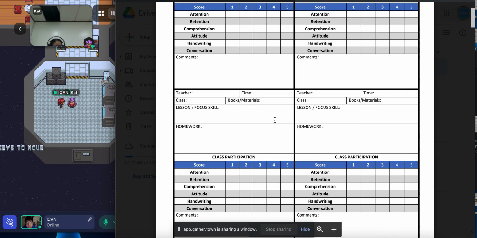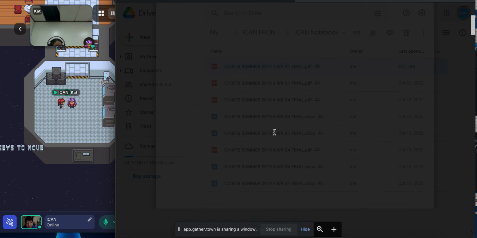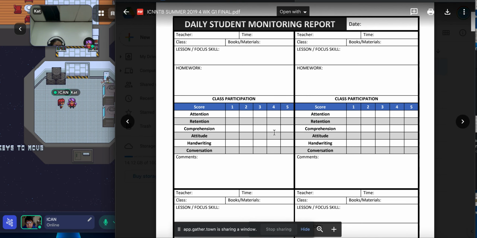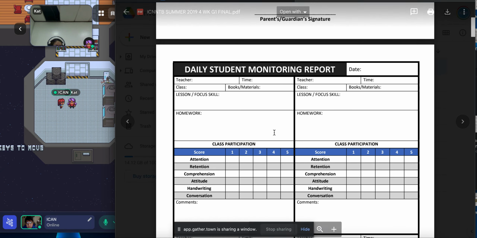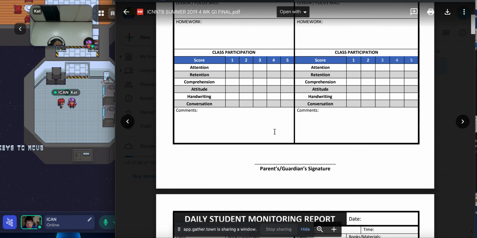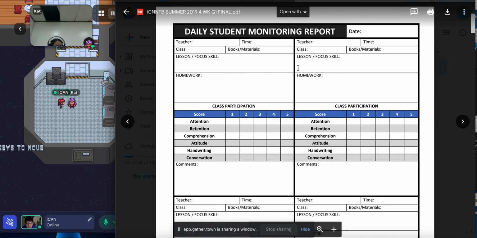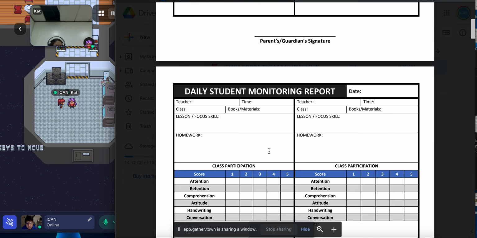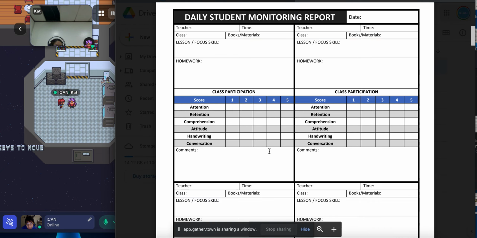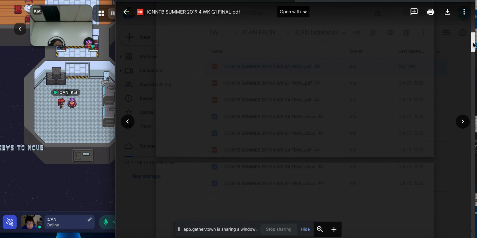As you can see, it just goes on and on because that's exactly what it is for. It's for monitoring the student. So if there's only two classes for this student, then there's only one and two, and that's it. All right, and then let's move on.